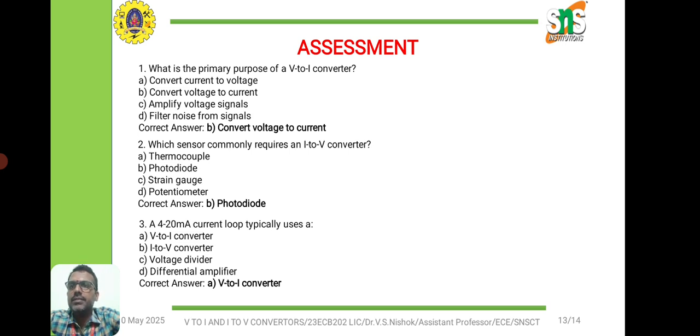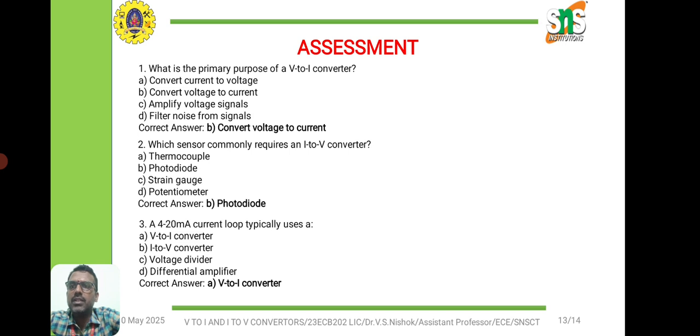In this video we have seen the introduction to the operational amplifier, the purpose of converters like voltage to current and current to voltage converters, the operation of the voltage to current converter and its final equation, how the current at the input of the operational amplifier is converted to a voltage signal in the current to voltage converter, and finally the applications. So that's all about today's topic, and here we are in the assessment part.